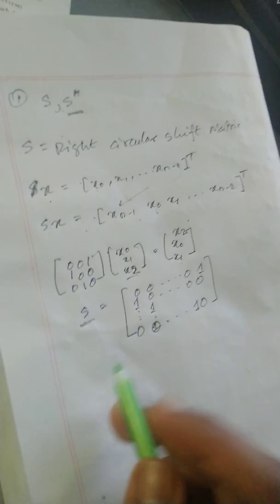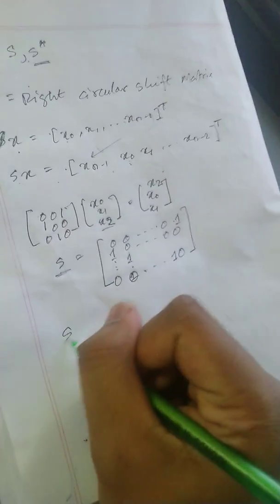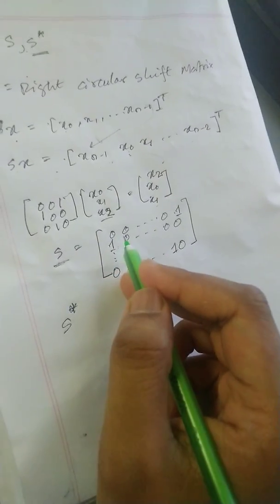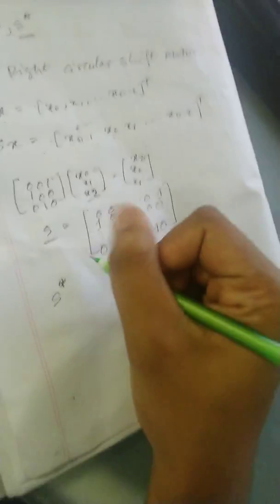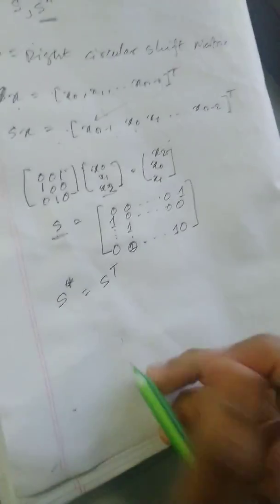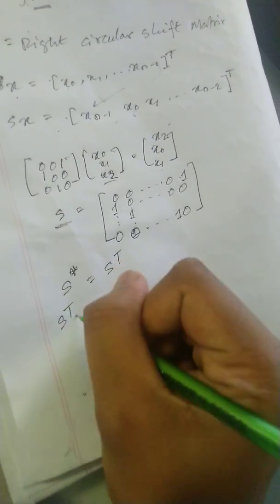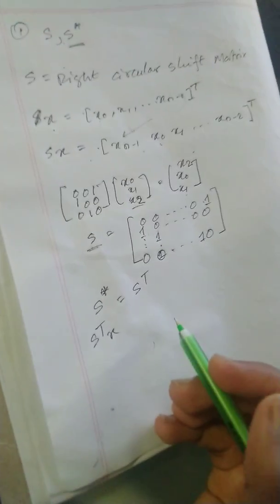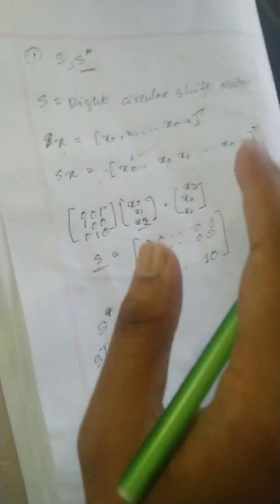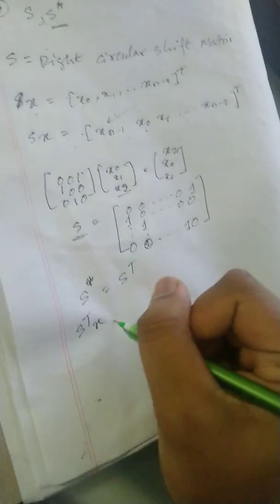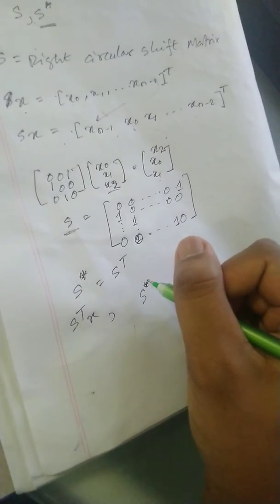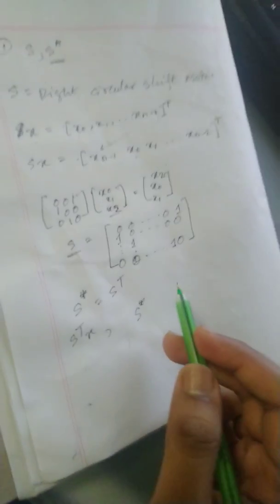So here if we take S conjugate, as all the members are either 0 or 1, S conjugate is just S transpose. If we multiply S transpose with the same vector x, you can easily verify that it will left circularly shift the vector x. You can also verify that S conjugate is the matrix that is circularly shifting the vector x to the left.